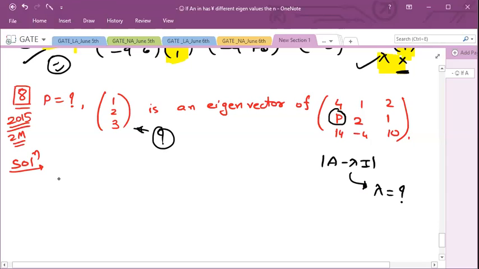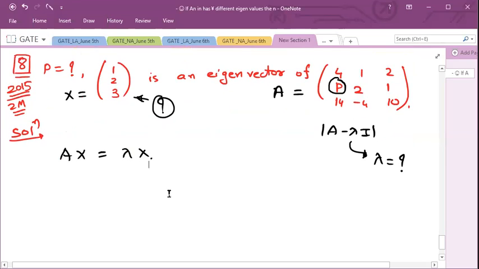So what we can do over here, same method. This matrix is A, its eigenvector is X. If X is its eigenvector, then Ax should be equal to lambda X, right? So what is A over here? Here A is 4, 1, 2, P, 2, 1, then 14, minus 4, 10, right?